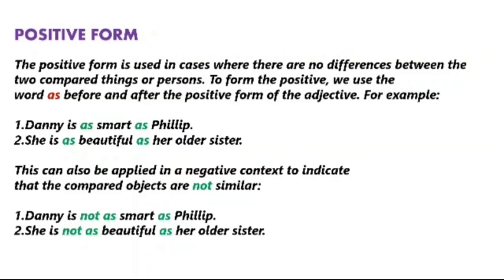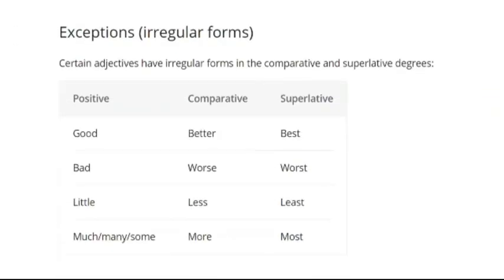So now you can see some of the exceptions, that is, the irregular forms. Certain adjectives have irregular forms in the comparative and superlative degrees. First, positive could be good, bad, little, much, many, some. Comparative will be better, worse, less and more. And superlative will be best, worst, least, most. You can also find many other exceptions in Google or any other reference book. These are some of the general exceptions that are always present in each and every book.